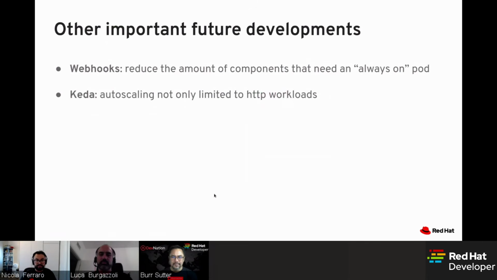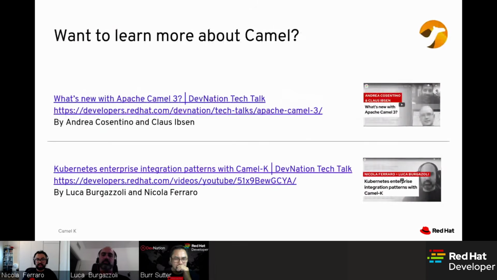There are other important future developments that we are working on. Webhooks: most sources in Apache Camel cannot scale down to 0, while the services can. So we want to improve the number of sources that can be scaled down to 0, including using KEDA, which also brings auto-scaling for non-HTTP workloads, differently from Knative.